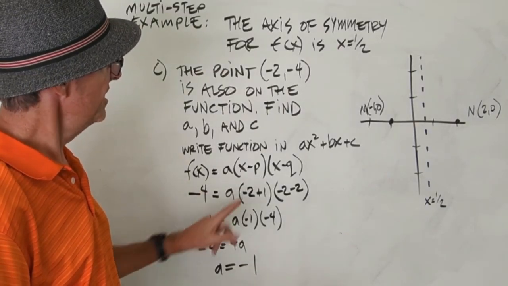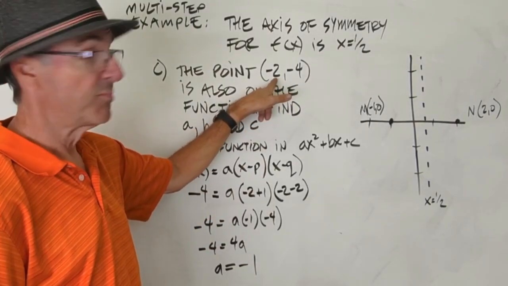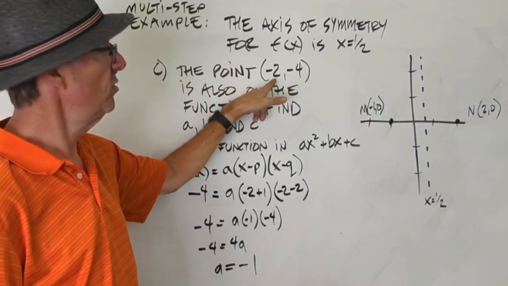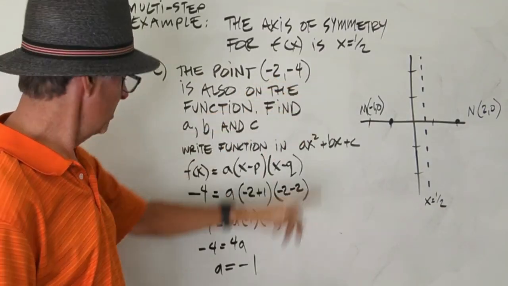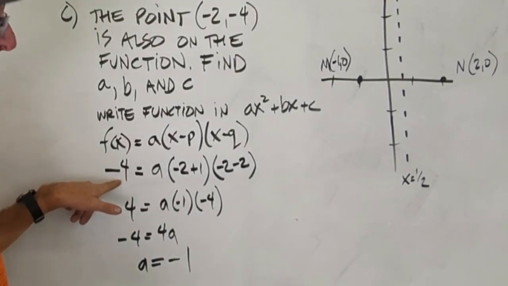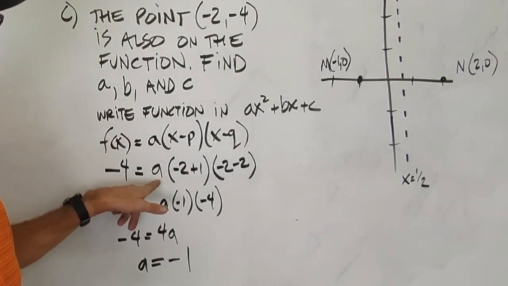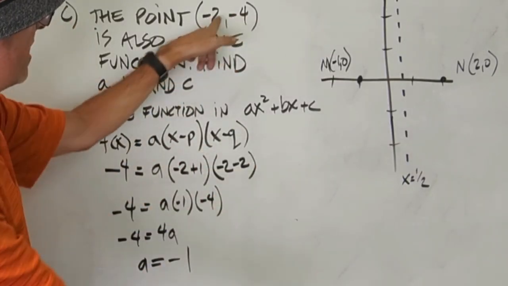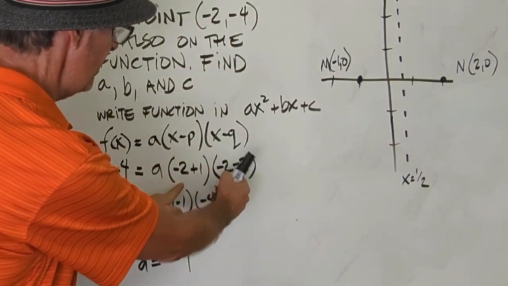The key thing is that I know that it goes through this point, minus 2, minus 4. So when x is minus 2, y is minus 4. So I put my y value over here. That's what the function is going to give us. A, I don't know, but I know everything else. My x value is my minus 2, so I plug my x value in there.